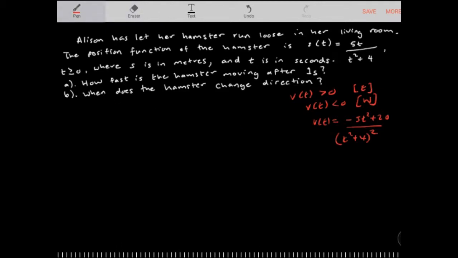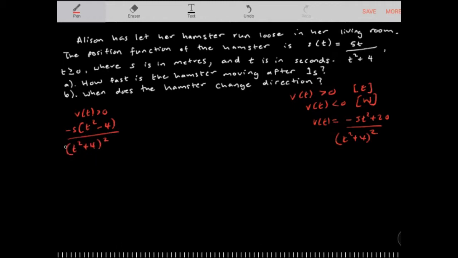All right, so if we're looking at when our velocity is going to be positive or negative, let's first figure out when our velocity is going to be positive, and then we can look at the negatives. Now to do this, we have negative 5. I'm just going to factor this out. So you get t squared minus 4 over t squared plus 4 squared.